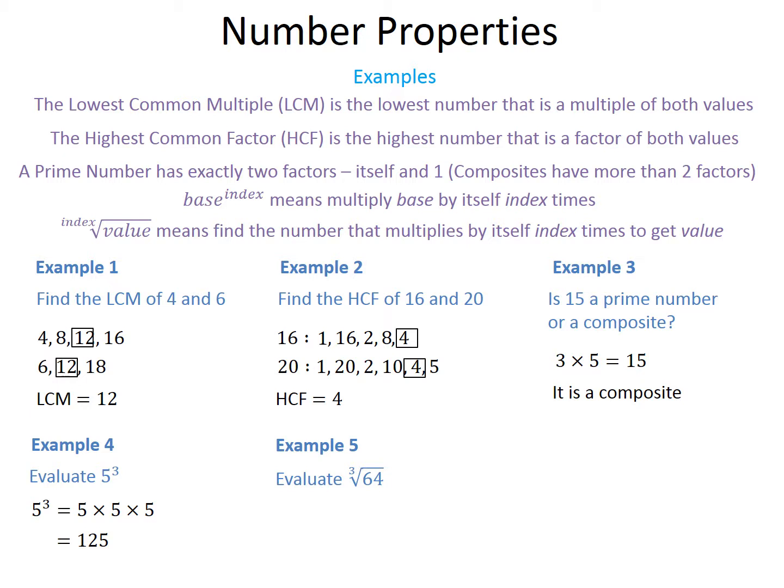4 times 4 times 4 is 64. 4 times 4 is 16, and 4 16s are 64. And so that's the easiest way to do it, just a bit of trial and error. And so we get the cube root of 64 is equal to 4. And we don't want to leave it there. We just want to show why that works. So just underneath, in brackets, we're just going to say that's because 4 times 4 times 4 is equal to 64.